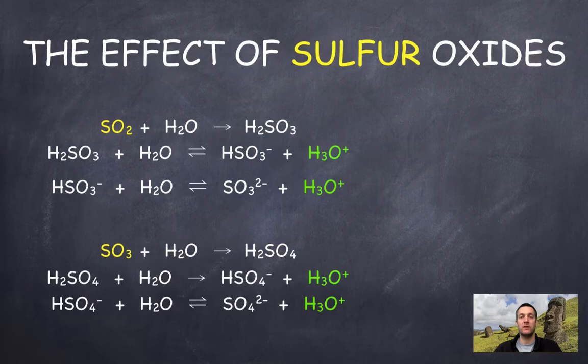Acid deposition refers to any time when these acids that are in the atmosphere make it down to the surface of the earth. This might happen by rain, it might happen by snow, it might happen by sleet, it might happen because some solid particles brought these acids down to the surface. But anyway, let's have a look now at how sulfur oxides could make rainwater acidic.